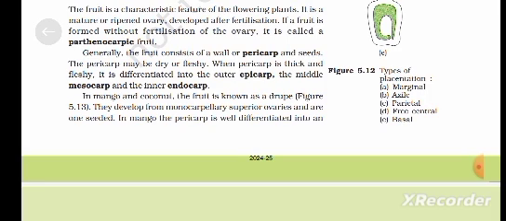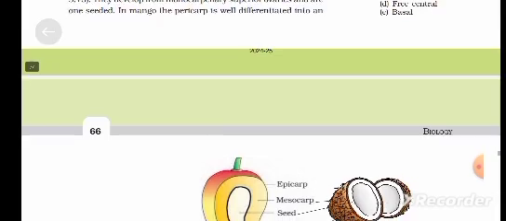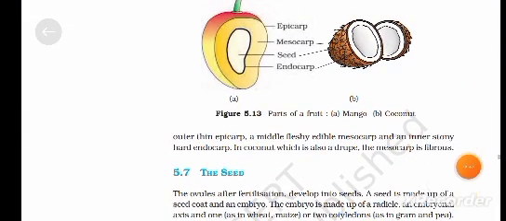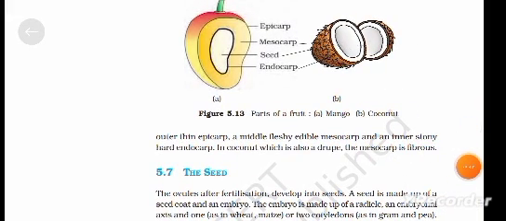They develop from a monocarpellary superior ovary and are one-seeded. In mango, the pericarp is well differentiated into an outer thin epicarp, a middle fleshy edible mesocarp, and an inner stony hard endocarp. In coconut, which is also a drupe, the mesocarp is fibrous.